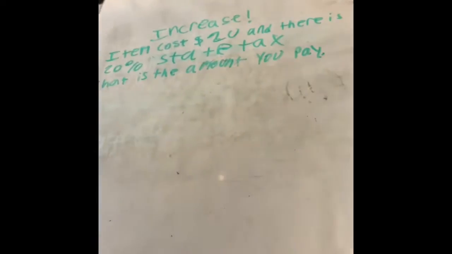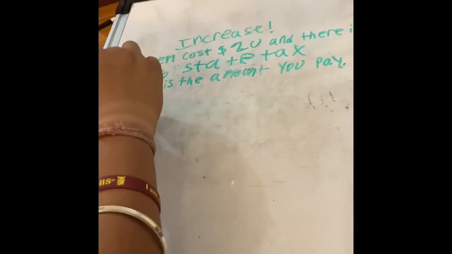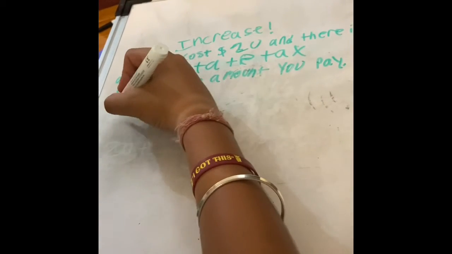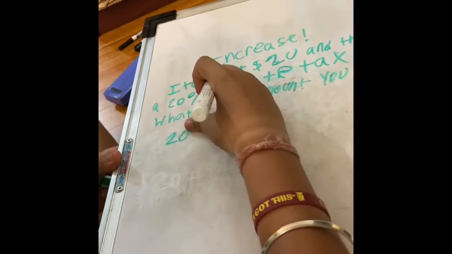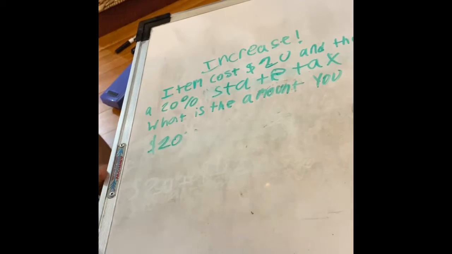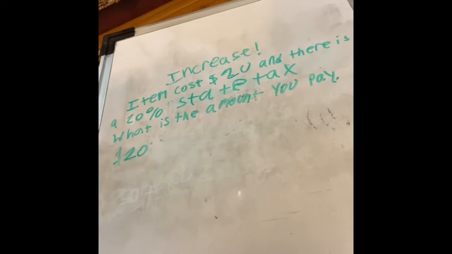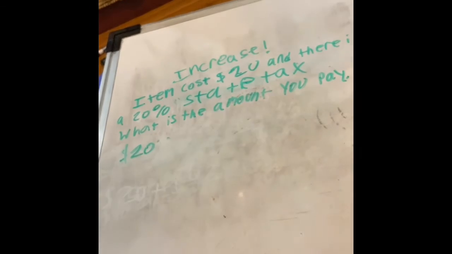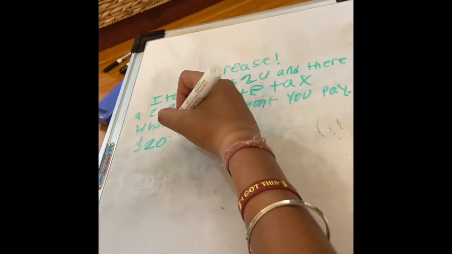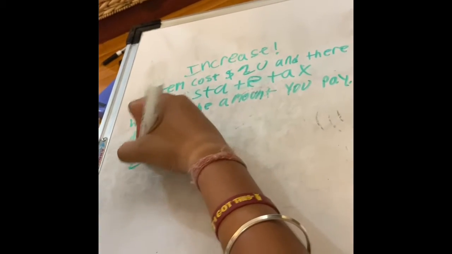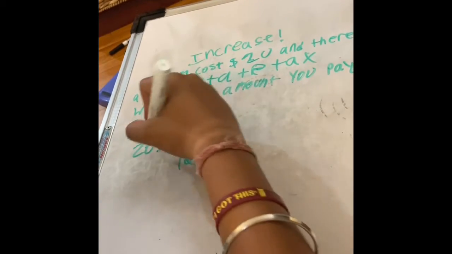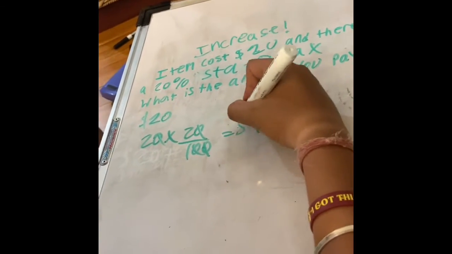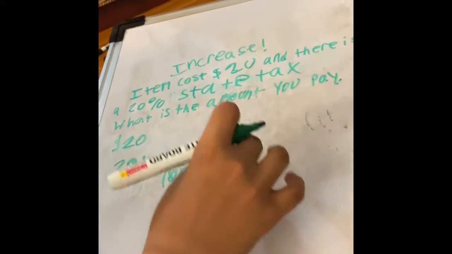So now let's do an increase problem. I will do traditional and then I'll do simplified. An item costs $20. There is a 20% sales tax. So now what is the amount that we pay? So this is the original amount, 20. This is the amount we pay due to tax.